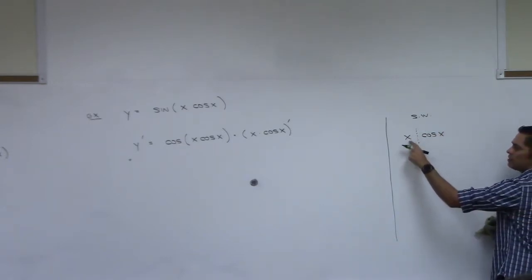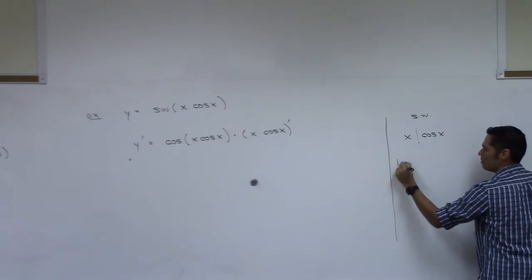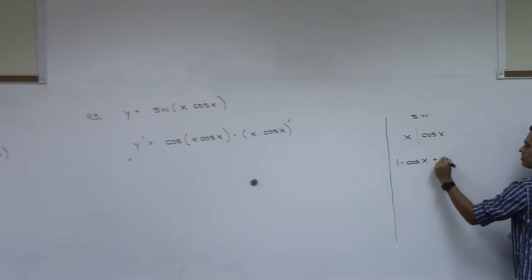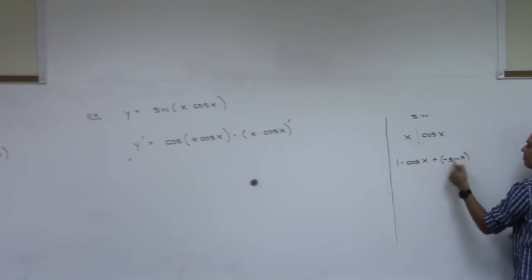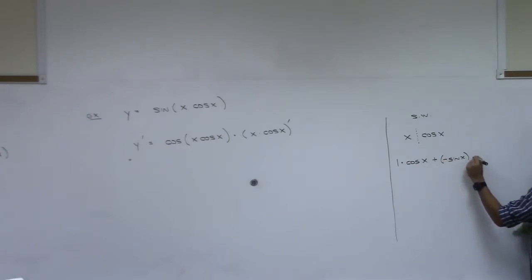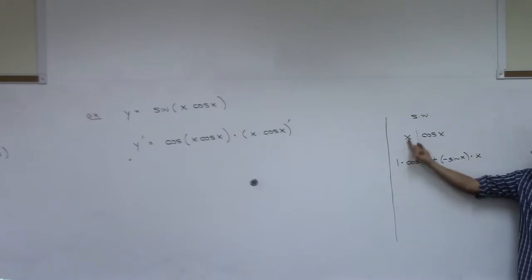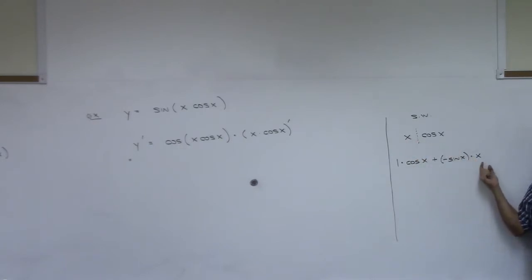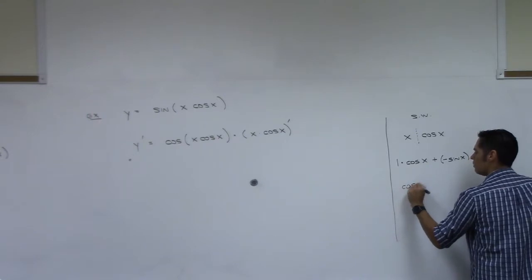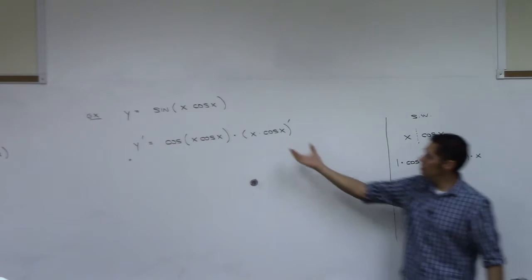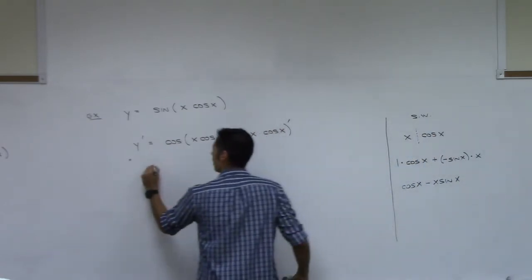So derivative of this is 1. I'm going to write it; you don't need to. Times cosine x plus, now derivative of cosine x, negative sine x. I put it in parentheses because the plus negative is weird. And then what am I missing here? Times x. That finishes off the product rule. Derivative of the x times cosine x plus derivative of cosine x times the x. And now clean it up. This is just cosine x minus x sine x. That is this, right?